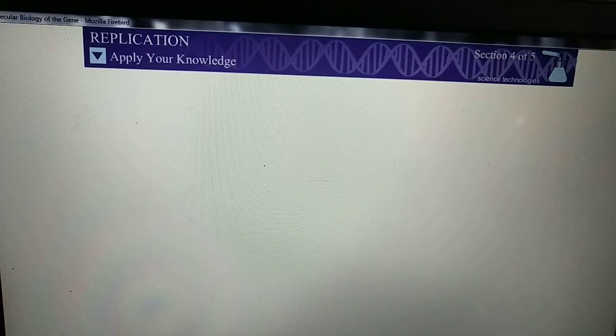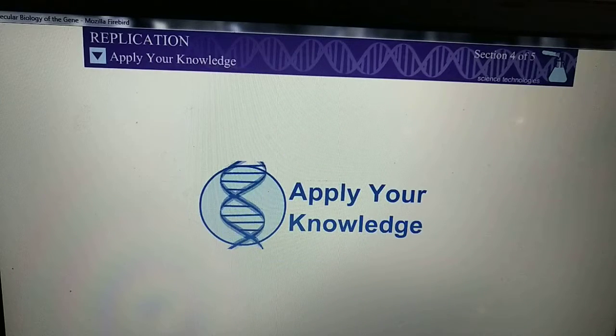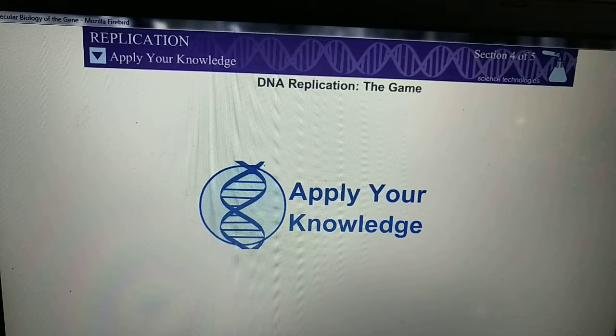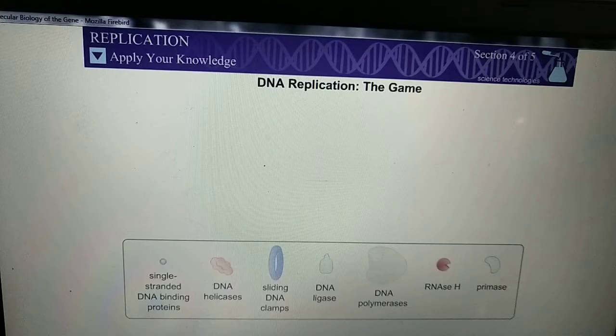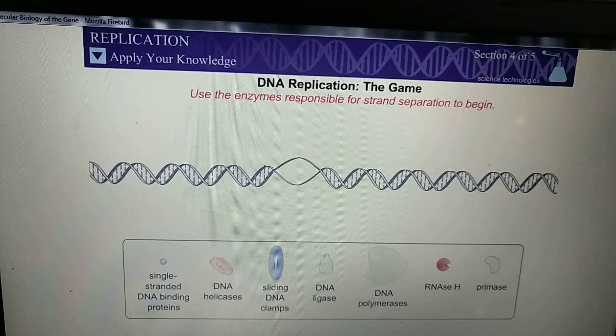Do you understand the mechanism of replication well enough to keep a cell alive? In this game, you will find out. Use the proteins of DNA replication to synthesize a leading strand. You must synthesize 100 base pairs of DNA to continue. Be careful. This DNA polymerase has a low degree of processivity. Use the enzymes responsible for strand separation to begin.